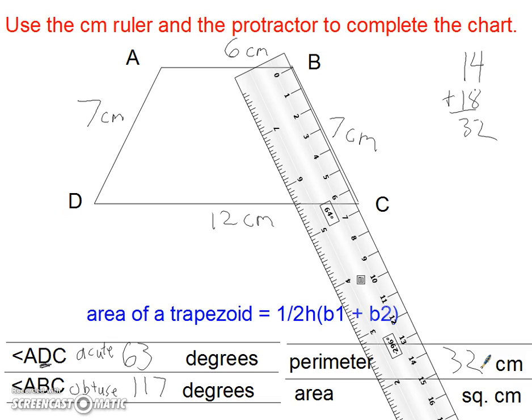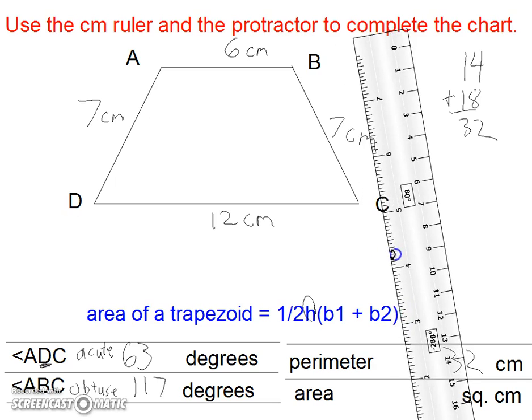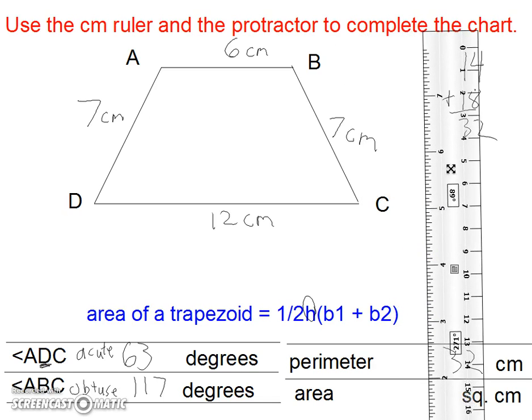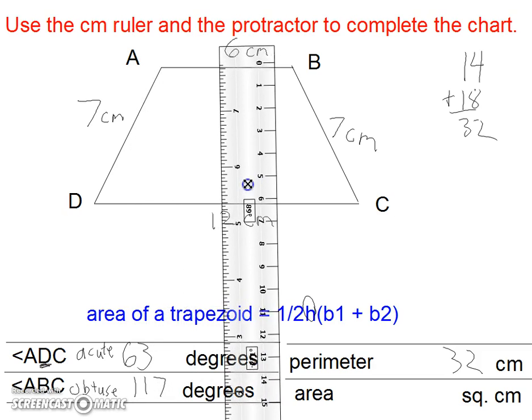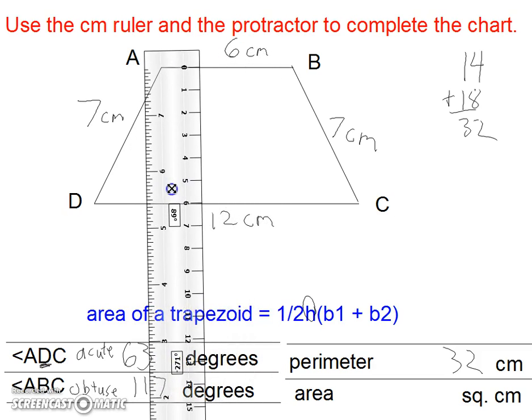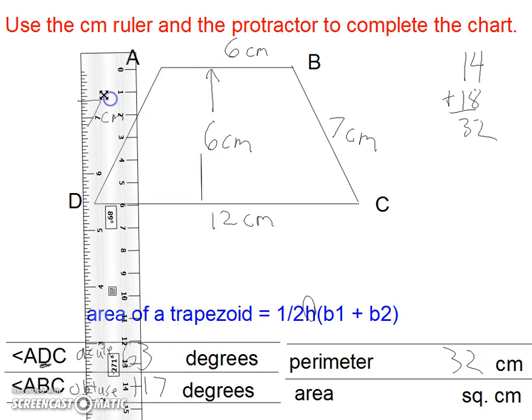I can't find the area right now just yet because I have not found the height. Remember, height is straight up and down, so I need to get my ruler going vertically. Come over here anywhere in the middle. Could be right here, could be over here, just so I'm measuring straight up and down. So that's 6 centimeters. And I may even put an arrow in here to show that's 6 centimeters. There we go. 6 centimeters.